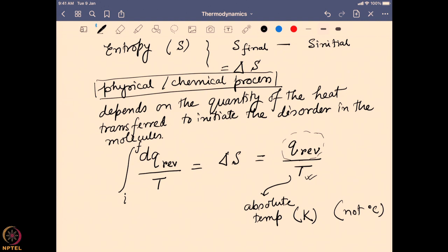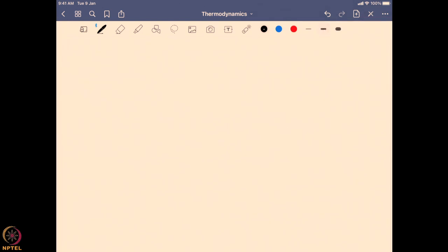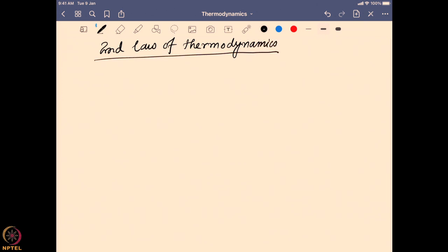Now, why is the entropy very important? Because the entropy actually redefines the second law of thermodynamics. Now, if we go back and take a look into the second law of thermodynamics one more time, we have already defined it as Clausius actually explained it before, but now we want to explain that with the entropy factor.